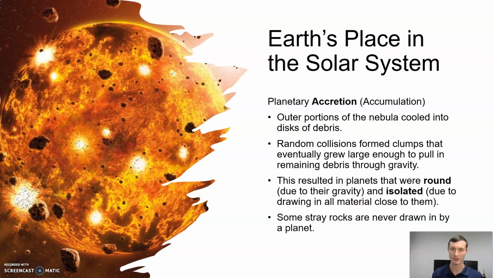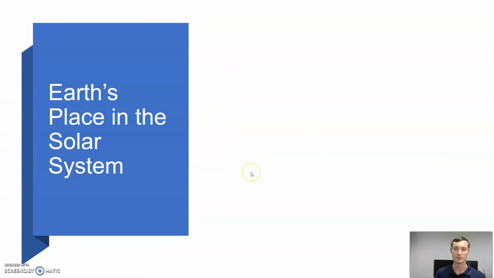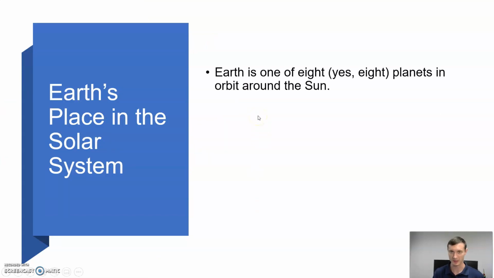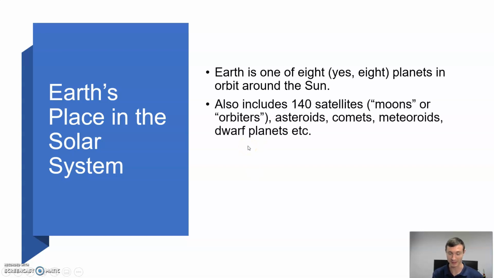And it's important to note, there are actually a couple places in the solar system, we'll talk about, where there was not a planet formed. There were just these stray rocks that never ended up getting drawn in by a planet, but more on that in a bit. So, moving again back to Earth's place in the solar system, Earth is one of the planets, one of exactly eight planets in orbit around the sun. I will not fight the Pluto people, alright, I spent too much time doing this. There's also these other satellites, orbiters, moons, things like asteroids, comets, meteoroids, dwarf planets, that are in orbit out there, but don't quite qualify as a planet.